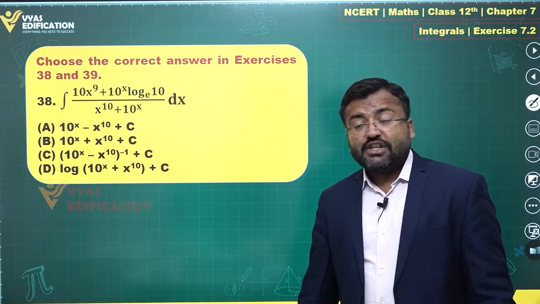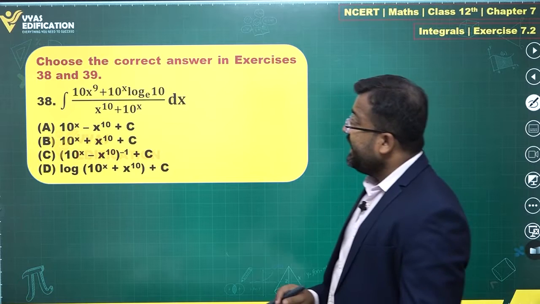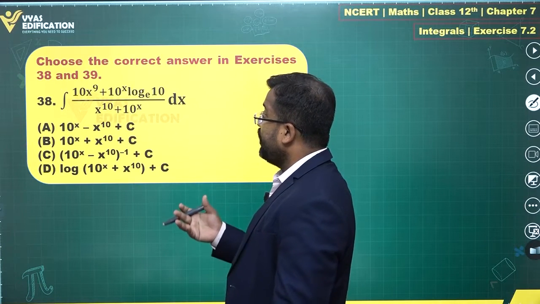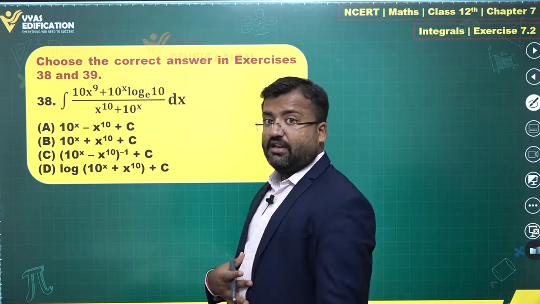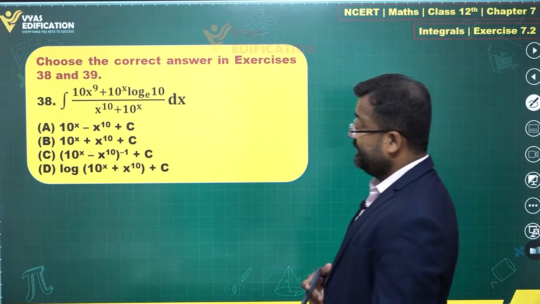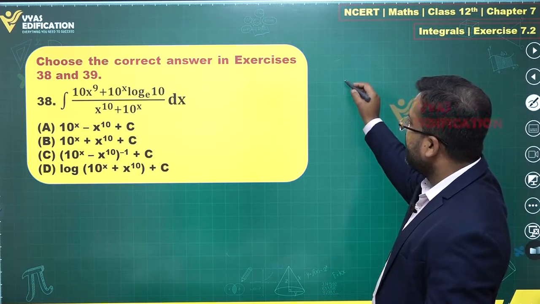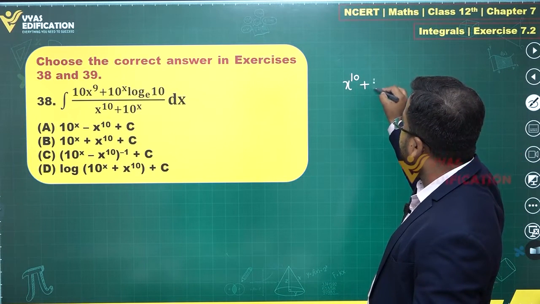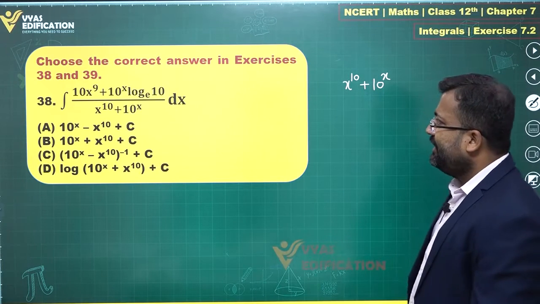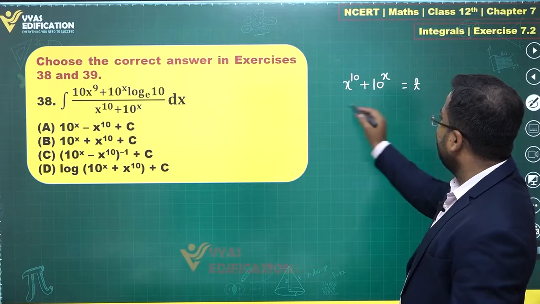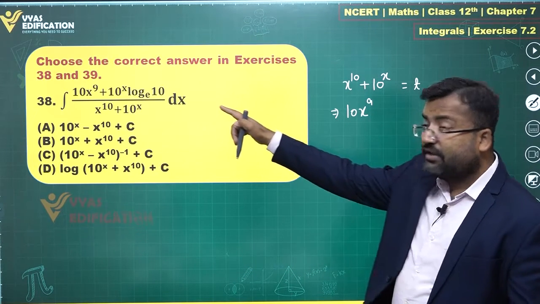The 38th question says we have to integrate 10x power 9 plus 10 power x log 10 upon x power 10 plus 10 power x. Seeing the options also you can guess something, but still if you observe carefully, x power 10 plus 10 power x, both the things are pretty complicated in the denominator, right? And if I take it as t, do you observe that the derivative of x power 10 is 10x power 9? Oh, it is present over there, yes.